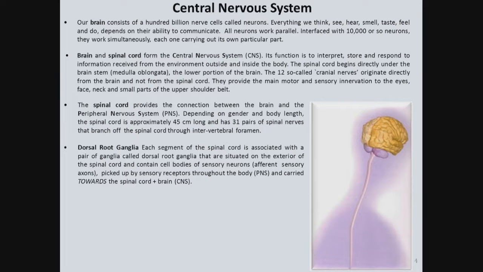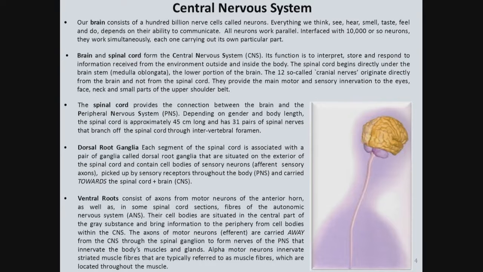Dorsal root ganglia. Each segment of the spinal cord is associated with a pair of ganglia called dorsal root ganglia that are situated on the exterior of the spinal cord and contain cell bodies of sensory neurons, afferent sensory axons, picked up by sensory receptors throughout the body, the PNS, and carried towards the spinal cord and brain, the CNS.